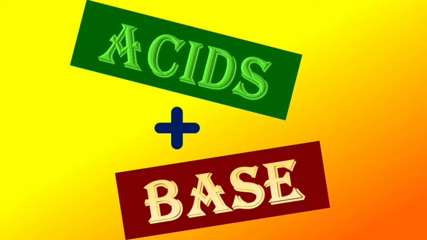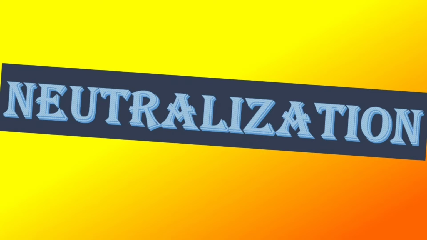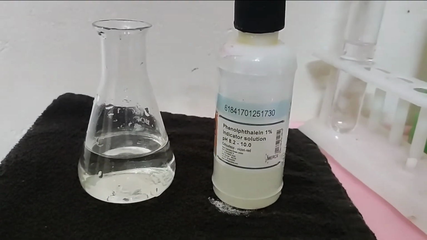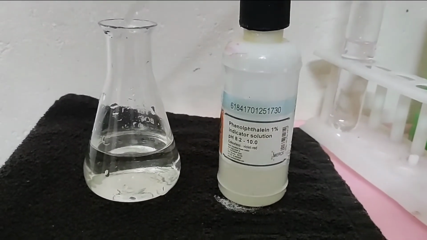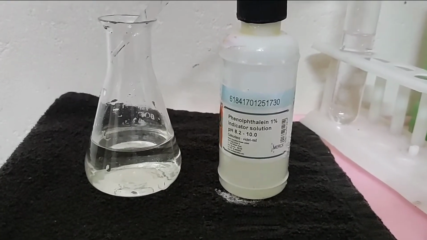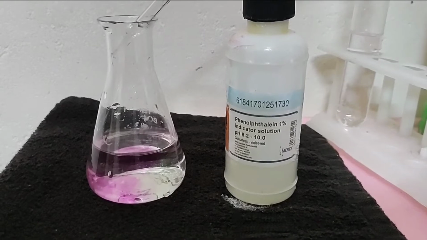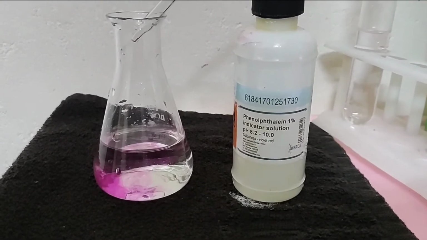Acids react with bases forming salt and water. This is called neutralization. To explain neutralization, look at this video. I have taken distilled water in a conical flask, added a few drops of dilute HCl to it, and a drop of phenolphthalein. As you know, in acidic medium, phenolphthalein is colorless. The solution is also colorless.